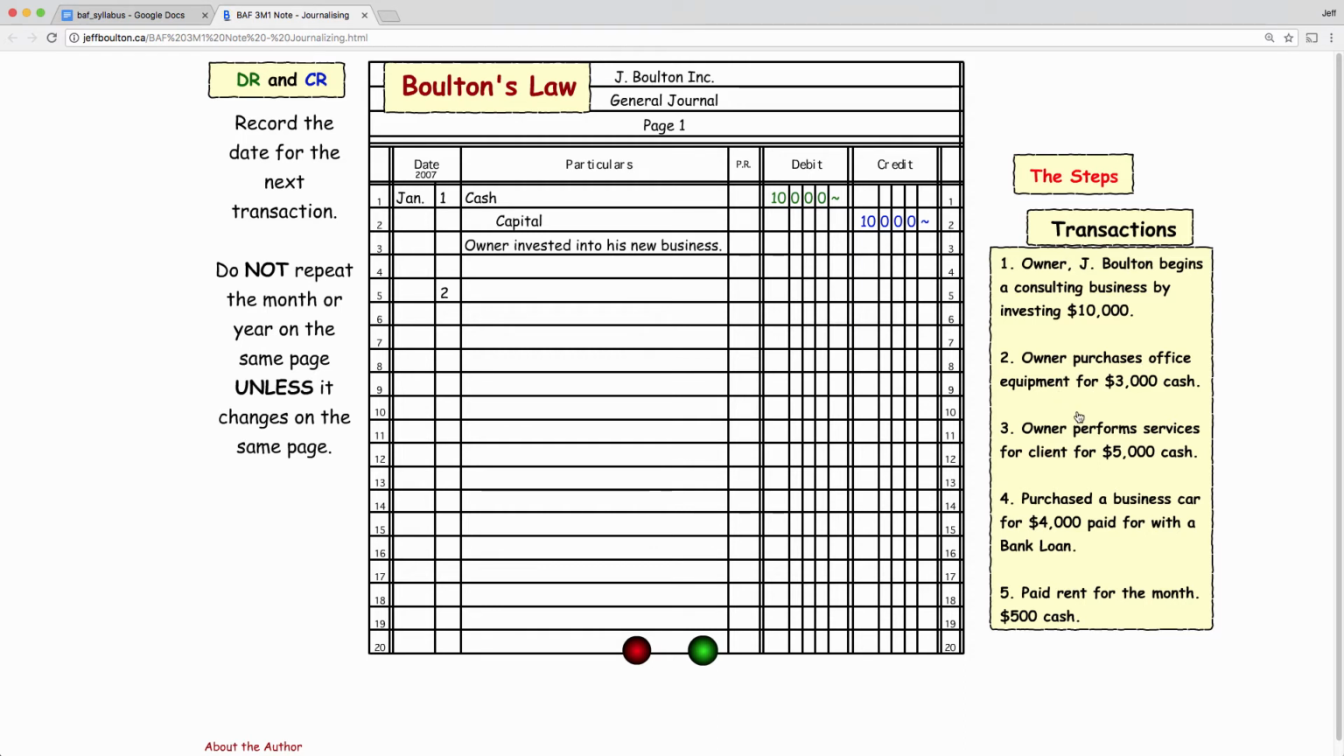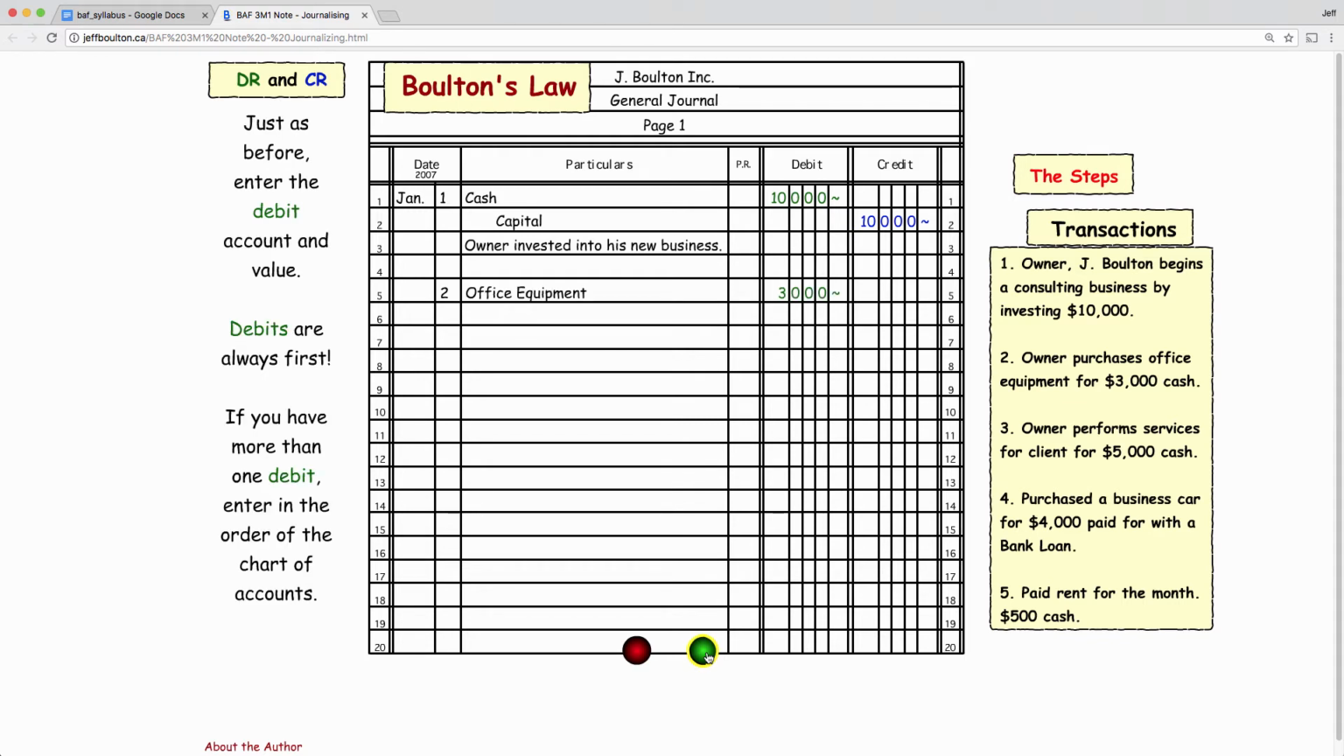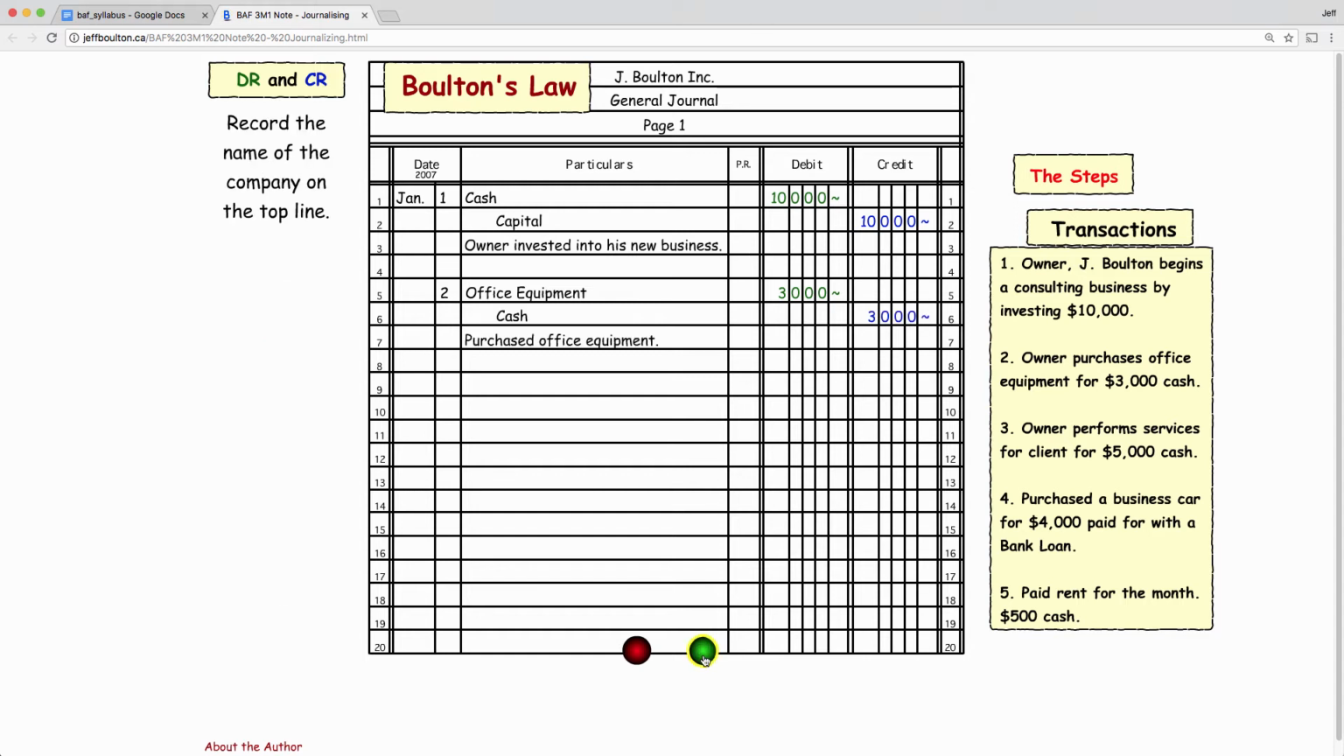Owner purchases office equipment for $3,000. So you have more equipment. That's an asset. That's left side. So you would take office equipment and debit it $3,000. You bought it with cash. Cash is on the left, so it's going down. So you credit cash $3,000. And so on and so on.